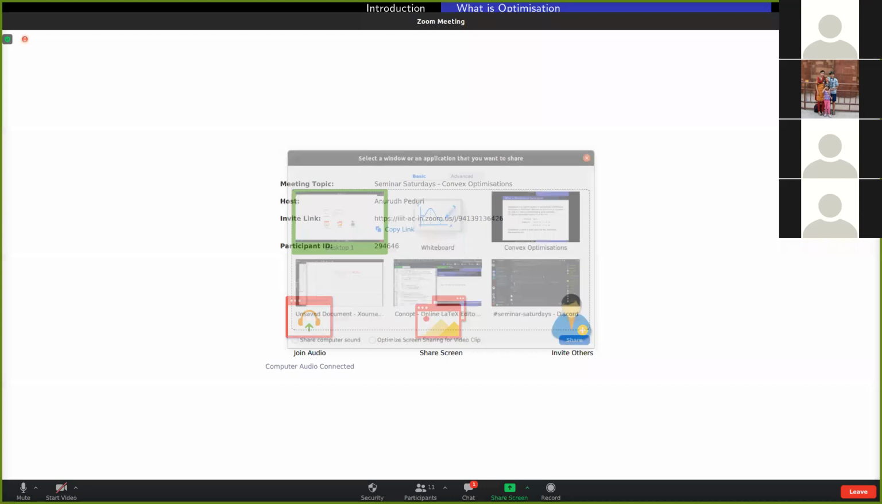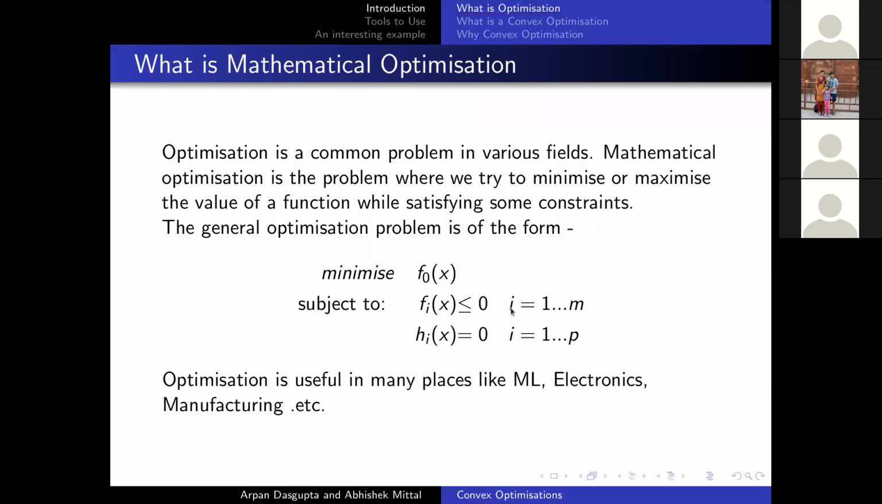You're not sharing your screen. These constraints. Oh, wait, I don't know what happened now. Yeah, it's working.